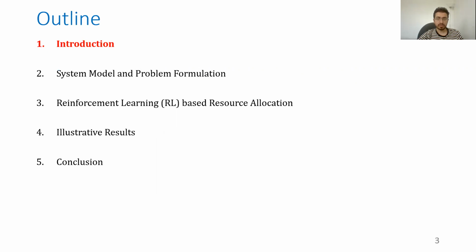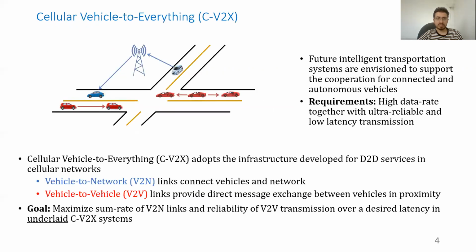So starting with the introduction, the cellular vehicle to everything or CV2X is a vehicular communication paradigm via cellular networks. It is a promising solution to reduce traffic congestion and road incidents in future smart cities by enabling the cooperation among connected and autonomous vehicles.